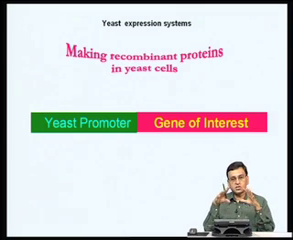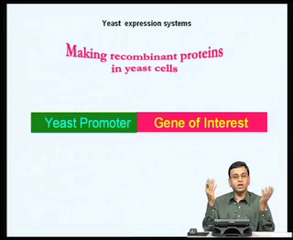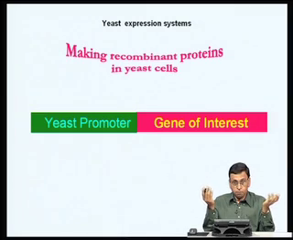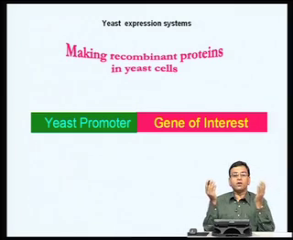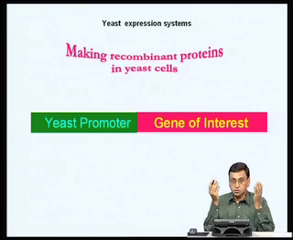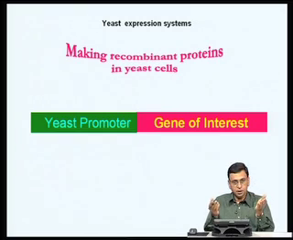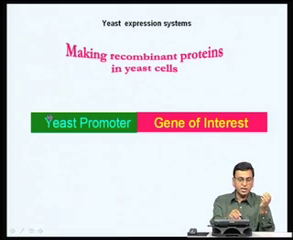So let us now focus on what kind of yeast expression systems are currently being used for making your recombinant proteins. As I told you in many classes before, if you decide to express your gene in a yeast expression system, the first thing you have to do is to clone your gene of interest downstream of a yeast promoter.